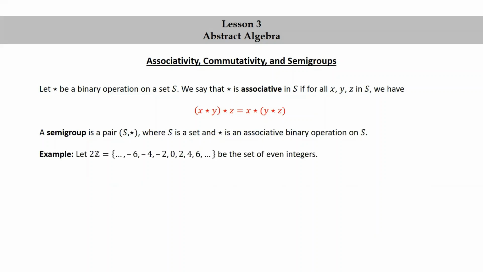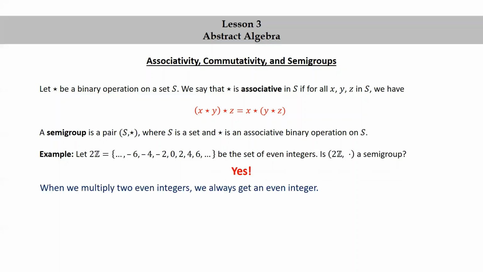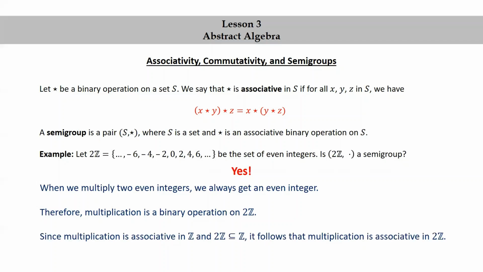Let's look at another example. Let 2Z be the set of even integers. Is 2Z together with multiplication a semigroup? The answer is yes. When we multiply two even integers, we always get an even integer. Therefore, multiplication is a binary operation on 2Z. Since multiplication is associative in Z and 2Z is a subset of Z, it follows that multiplication is associative in 2Z. Here we're using the fact that associativity is closed downwards. So 2Z together with multiplication is a semigroup.